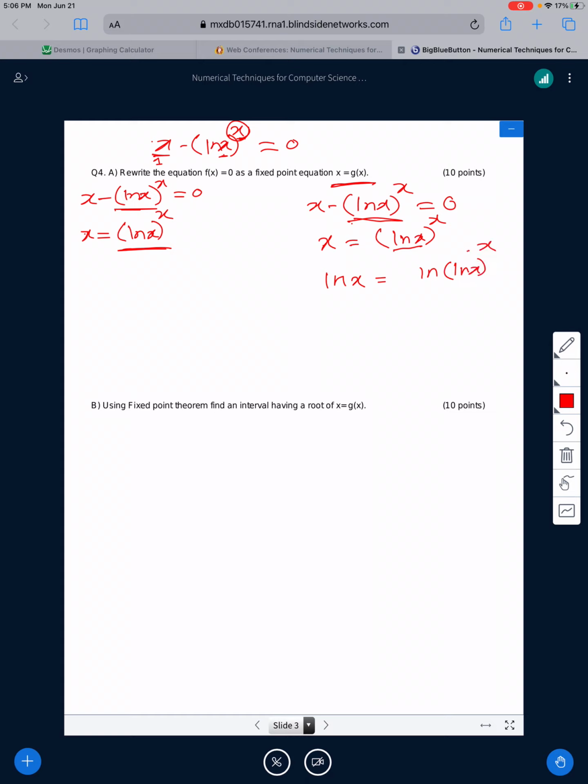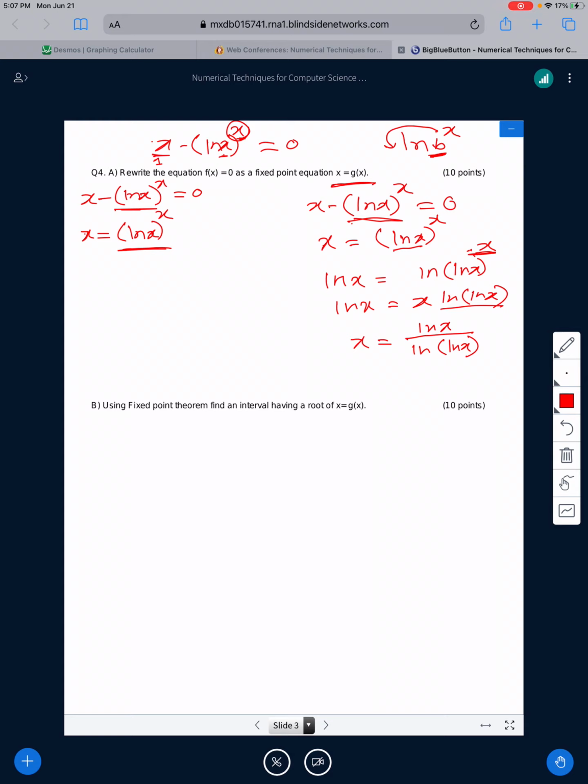This is the formula of ln: ln of b to the power x, you can bring the power in front, right? So ln of b to the power x, I can bring this power x in front, so that will give me ln x is equal to x times ln of ln x, and then if I divide both sides by this term, that will give me x is equal to ln x divided by ln of ln x.